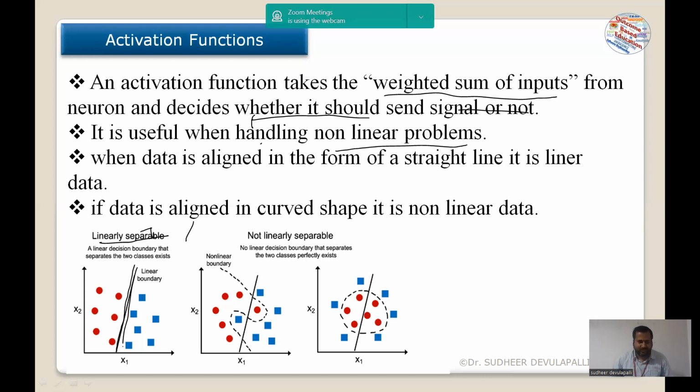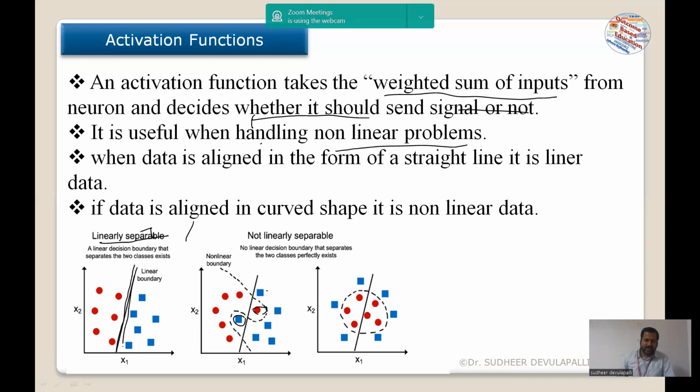So for such kinds of problems, like linearly separable problems, there will be no problem classifying them with a simple neural network model. But some problems will be there where the correlation between the two classes is very high. So some features are very, very similar for both classes.